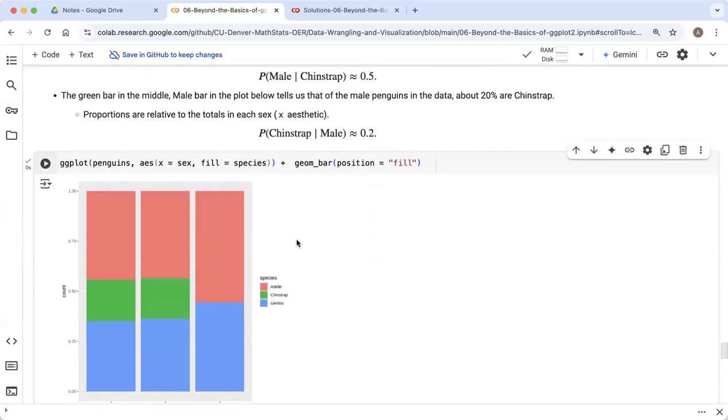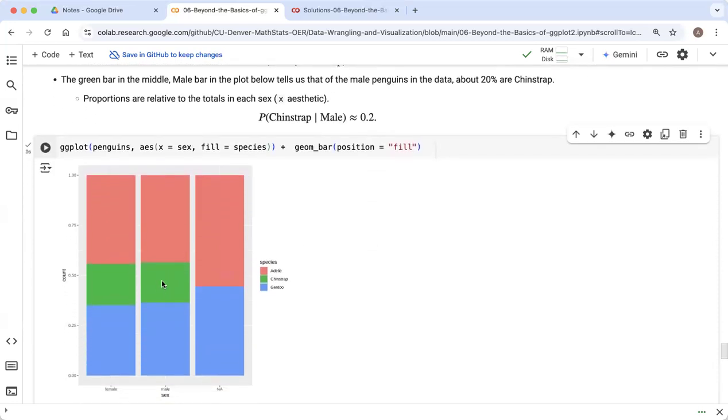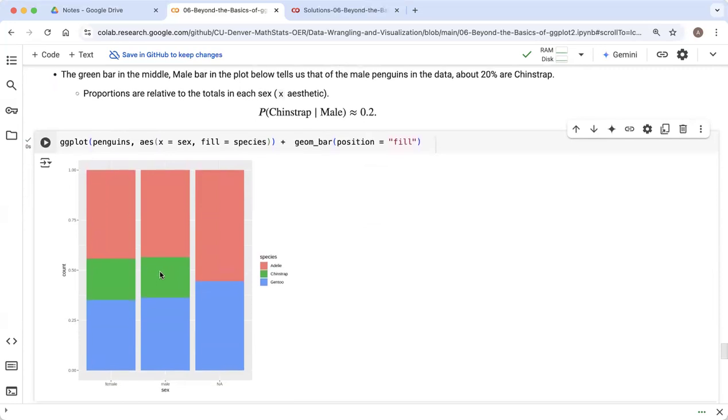If we're reading the green area in the middle bar over here, and if you're curious, this height is about 0.2. So this is going from about 0.3 up to about 0.5. So this height is about 0.2. So that's where this value 0.2 comes from.